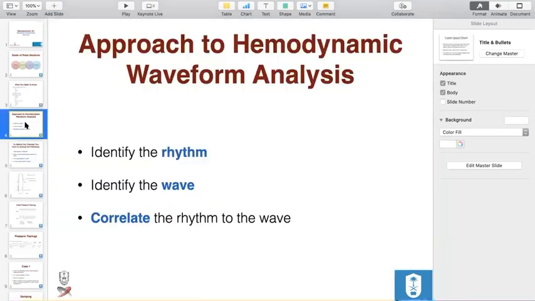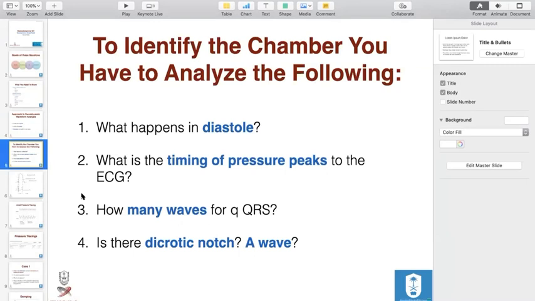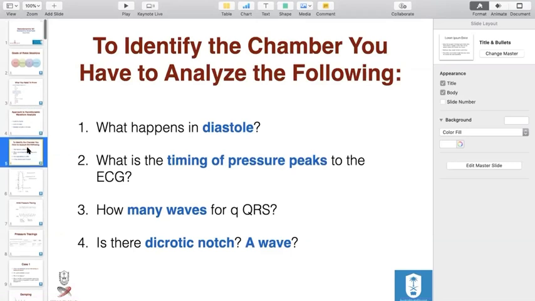My approach, what I need you to know is this. I wanted to identify the rhythm, the wave, and then correlate both. When you analyze the wave, you answer those 4 questions. What happens in diastole? Is the pressure tracing sloping or horizontal? The timing of the pressure peak within the ST-T segment. How many waves or peaks for every QRS? Is it a dicrotic notch or an A wave? Those are the 2 important slides that I need you to know. And based on that, you can analyze any pressure tracing.